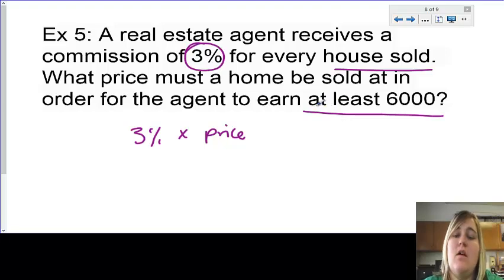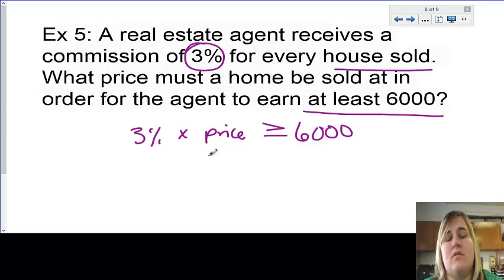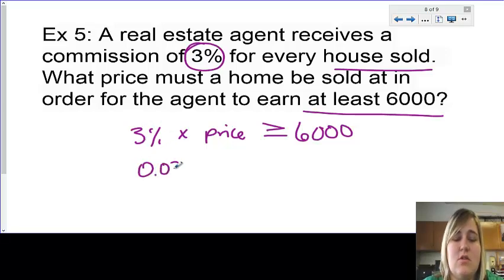So, can it be less than $6,000? No, because it has to be at least, at a minimum. That means it needs to be more than, or it could be equal to, the least amount. It could be equal to 6,000. So then I just need to write this in inequality form. I am going to change my 3% to a decimal, so I have 0.03. And instead of saying times the price, I'm just going to put P has to be greater than or equal to 6,000.